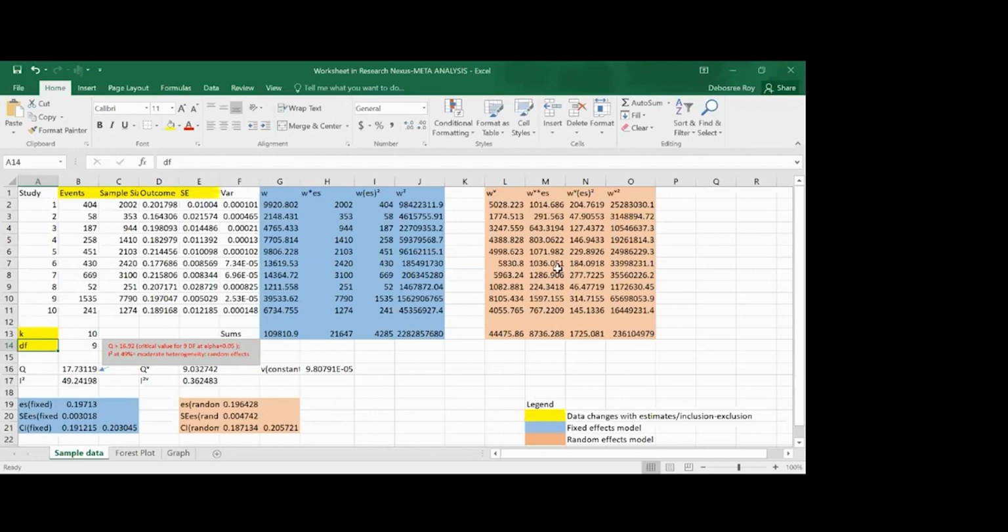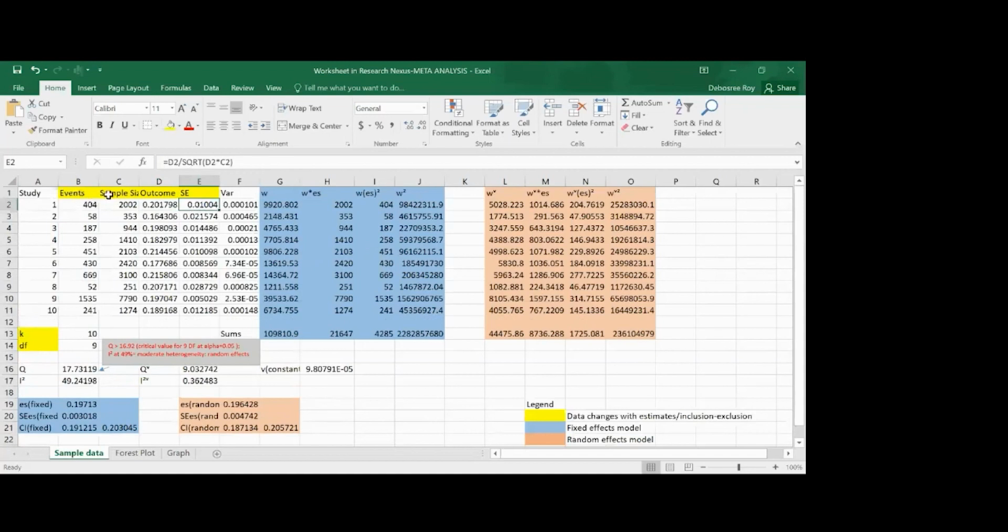This is a computation for a random effects model, which assumes that the data is heterogeneous, and that the outcome would be distributed along a range of values. And I have actually put in the Excel-based formulas for each column.